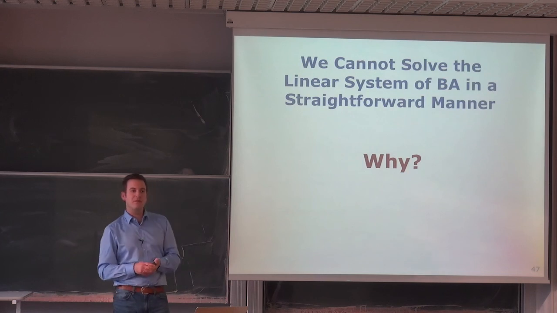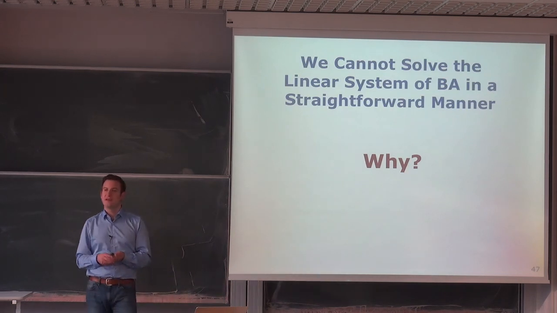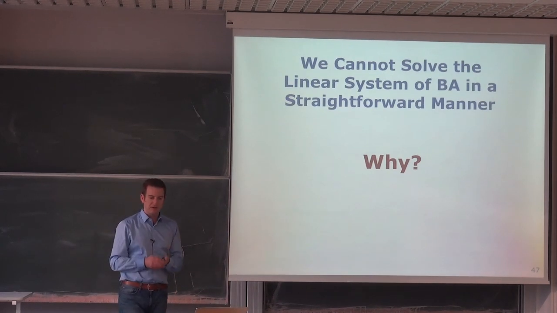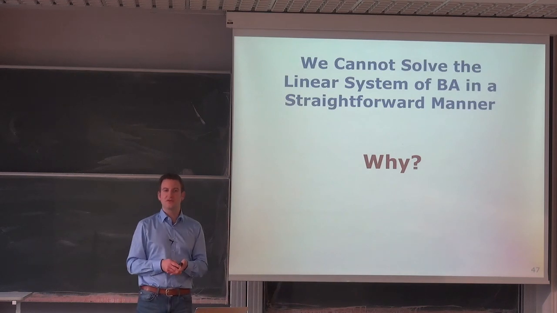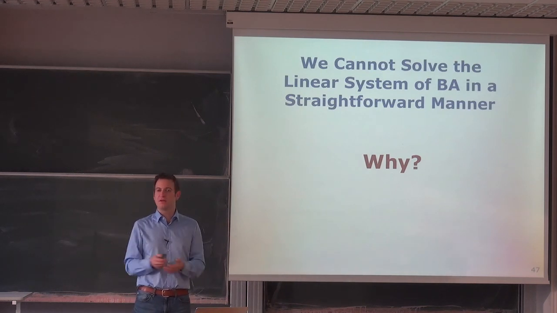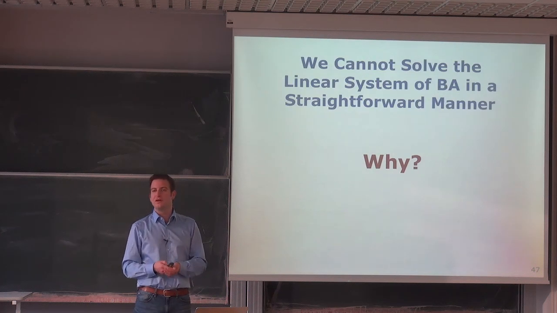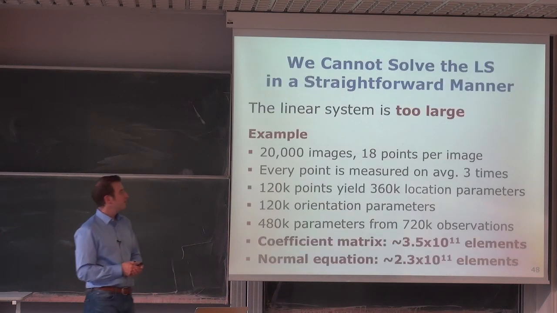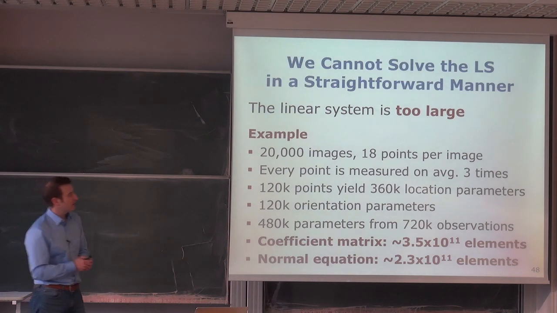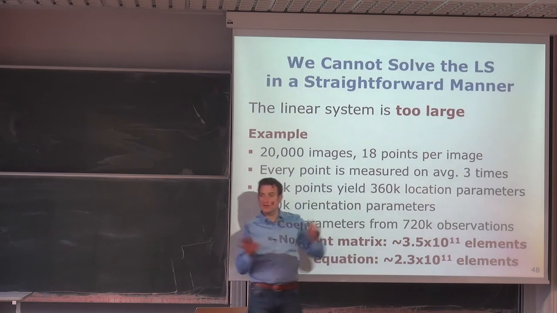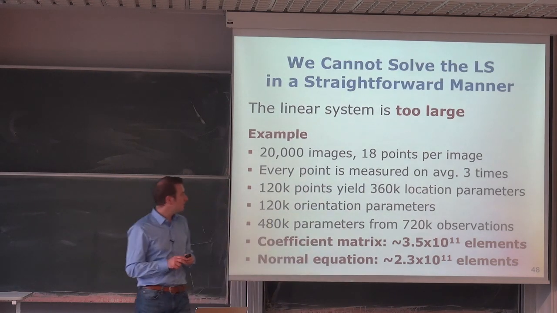The main problem is that the number of unknowns and the number of observations are both very large. If you build up a standard system of linear equations, we come up with a very large system, and we can typically not solve this in a reasonable amount of time. So we had an example. Consider we have 20,000 images. We see 18 points per image, and on average we see every point 3 times.